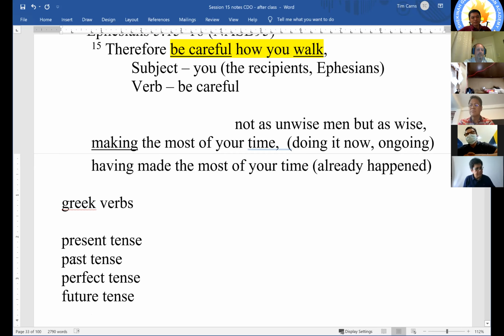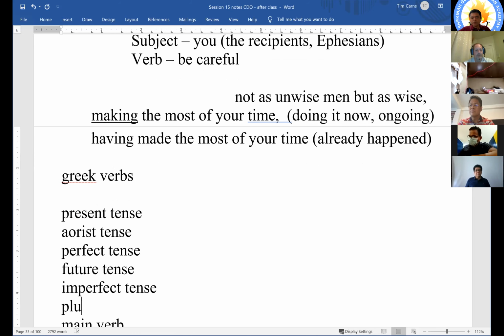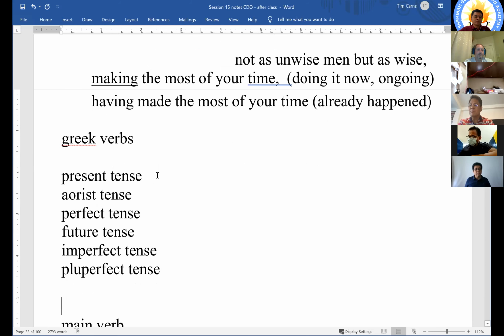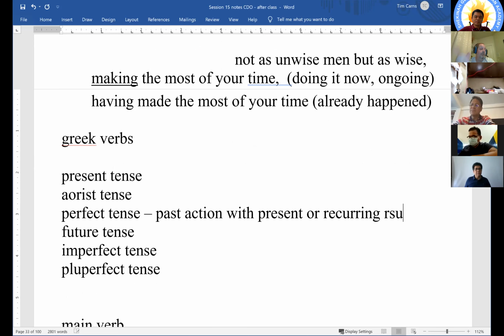Okay, so you have these different tenses in Greek. There's seven, if I remember correctly. I think I'm forgetting one. But you have a present tense, an aorist, which is usually past, and a perfect tense, and that's the one you're talking about, Anselmo, where it's a past action with present or recurring results.